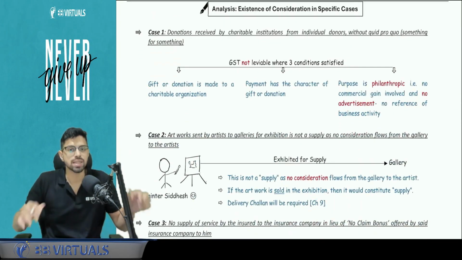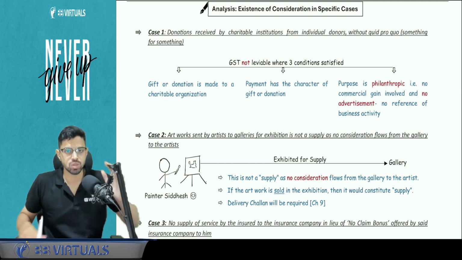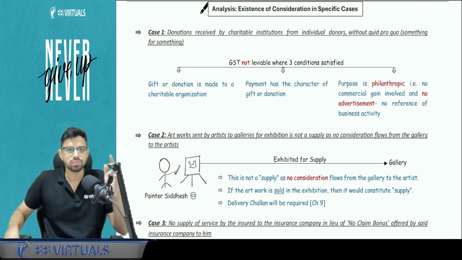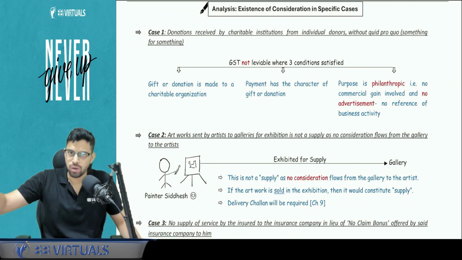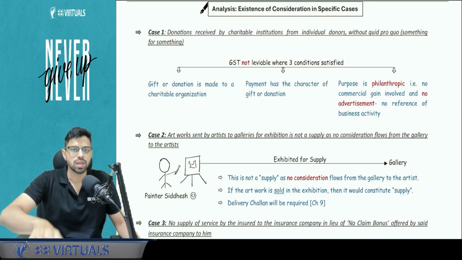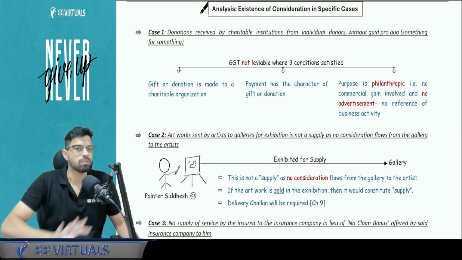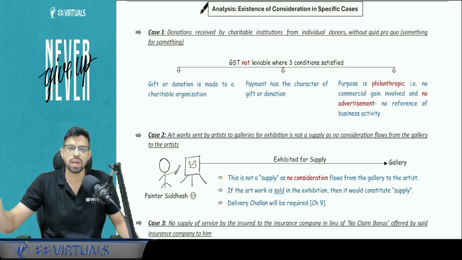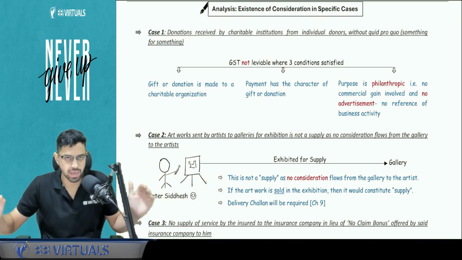Now pay attention, certain specific cases clarified by the Institute's material. Case number 1: a donation given to a charitable organization, is it a consideration? If you say yes, then that will be a part of supply. If not, then it is not a supply, because consideration is one of the parameters. So here it will not be considered as consideration.